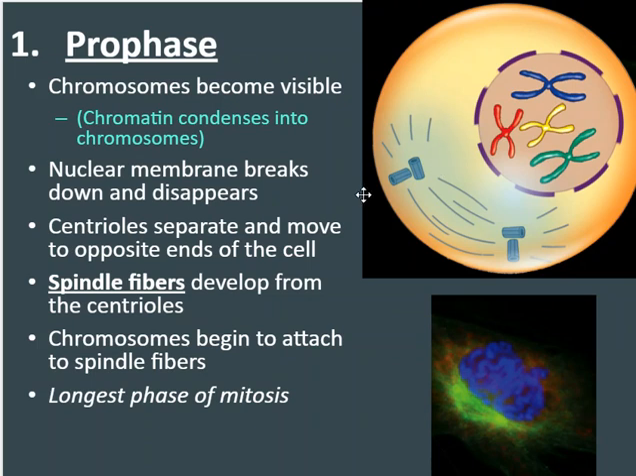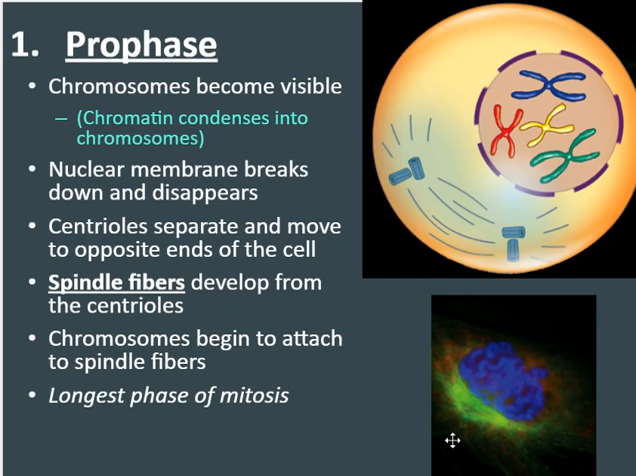Okay, we're going to have these things called centrioles right here, and they're going to start moving towards opposite ends of the cell. And these little strings right here are called spindle fibers, and they're going to start forming. They're going to grow out of the centrioles. These little tubes are the centrioles. And so slowly these spindle fibers are going to start to find the chromosomes, and they're going to start to attach to them in the middle, at the centromere. Okay, and this is the longest phase of mitosis.